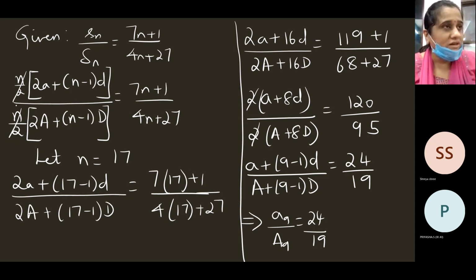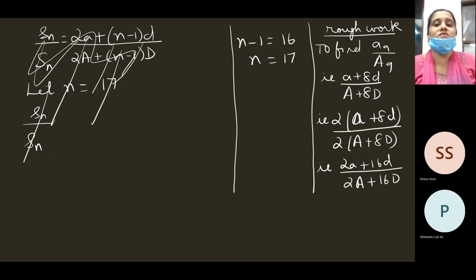Now, to proceed, you need to take some value for n. After the first two steps, to proceed, you need to take some value for n. Remember that. We have to find the ratio of their ninth terms. So what is that value for n? For that, you need to do this rough work.